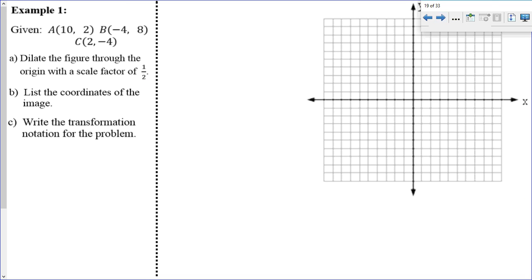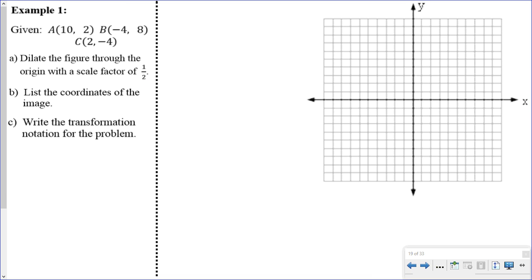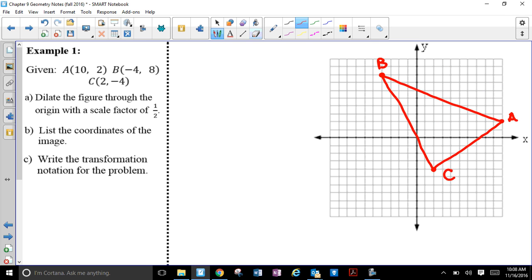All right, so let's do some examples. So first, we have another graphing one. So we're going to go ahead and graph these points, and then draw in the triangle. Okay. All right, so now we want to perform a dilation.